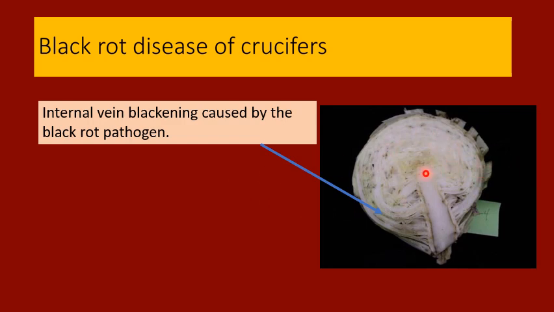Then after getting the cross section, you can see the water conducting tissues blocked with the bacteria. Therefore, we can see internal vein blackening. That is the black rot symptoms. You can see very nicely here.